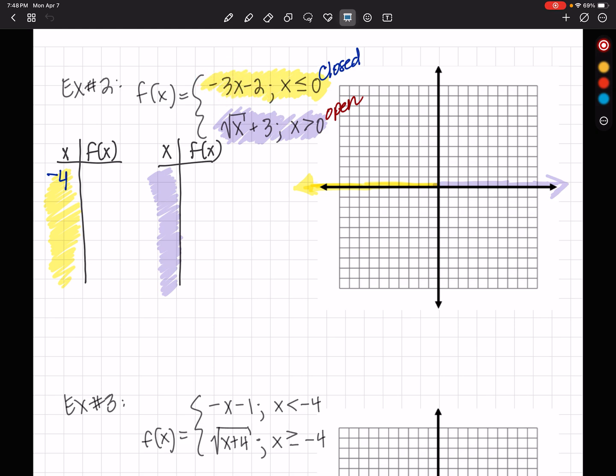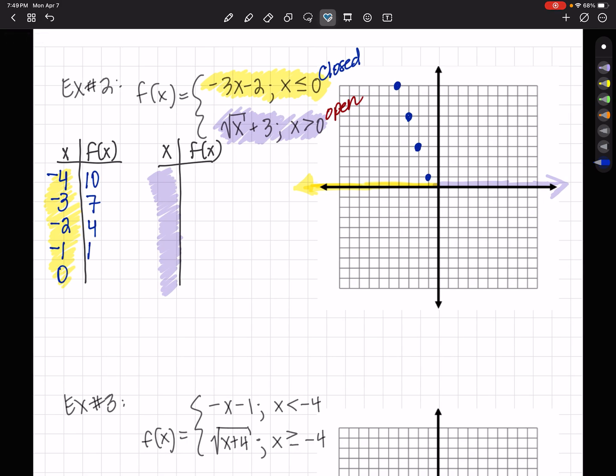Negative 3 times negative 4 is 12. 12 minus 2 is indeed 10. Negative 4, positive 10 is right there. Then we will put in a negative 3, and we would get 9 minus 2 is 7. Then we would put in a negative 2, and we would get 6 minus 2 is 4. Then I would put negative 1 in. Negative 1 times negative 3 is 3. 3 minus 2 is 1.